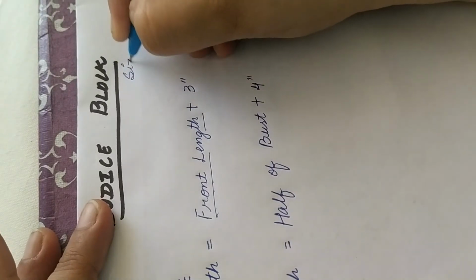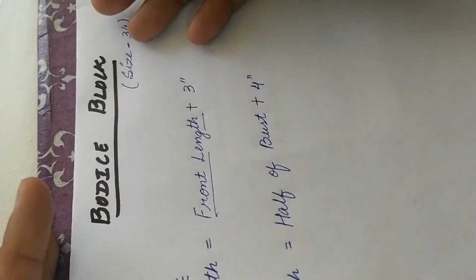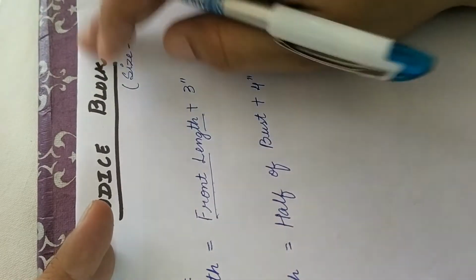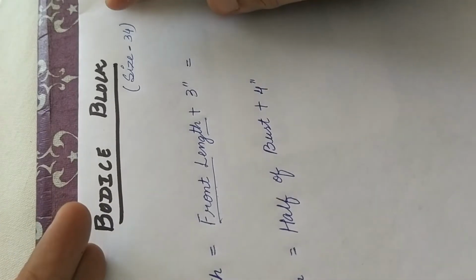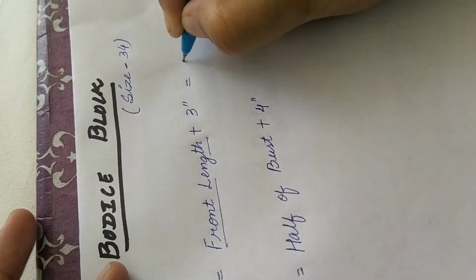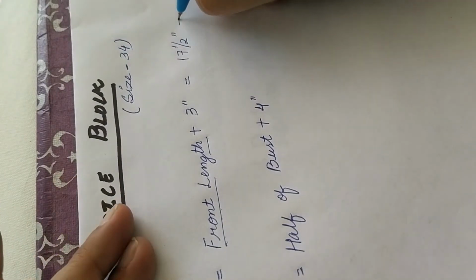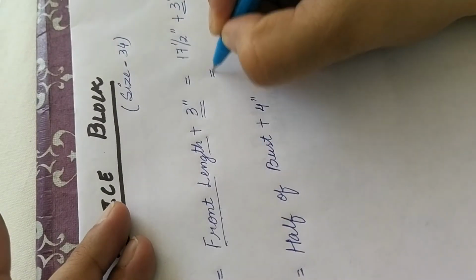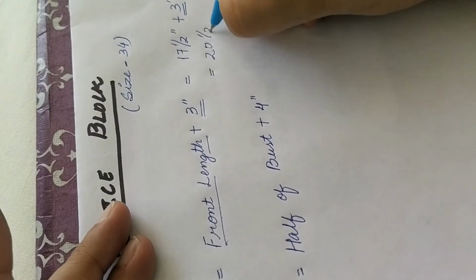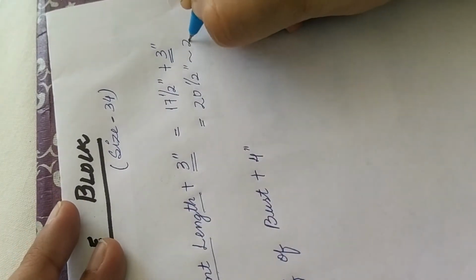So here I am also mentioning the size for which I am working so that one doesn't get confused about the size for reference. Okay, so the front length measurement for size 34 is 17.5 inches. You can refer to the measurement chart and then add 3 inches to that. When I add 3 inches, it comes out to be 20.5 inches as the length of my paper. And I can round it off to 21 inches for my ease of marking and cutting the paper.